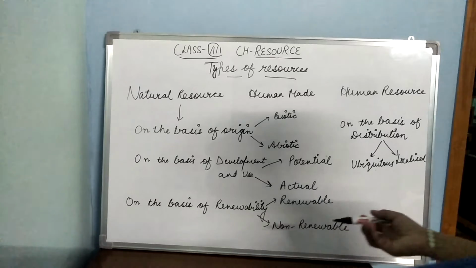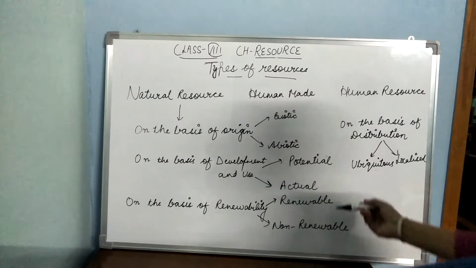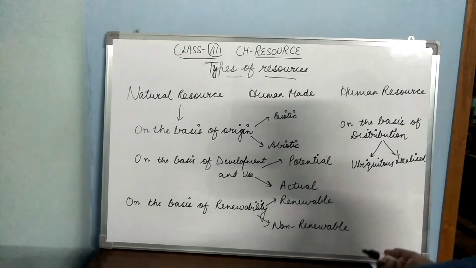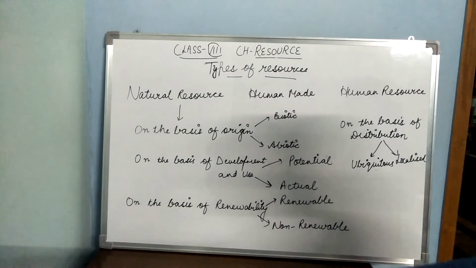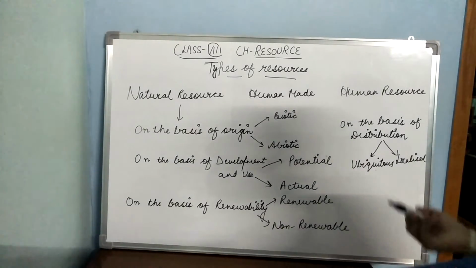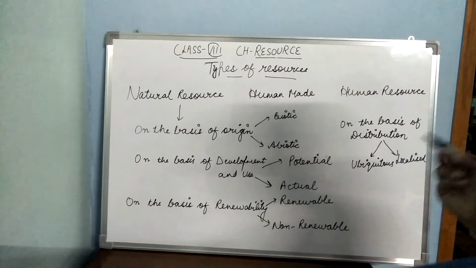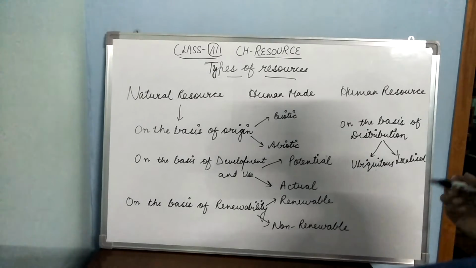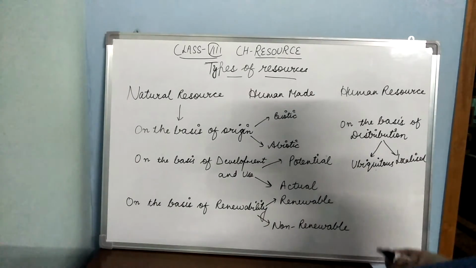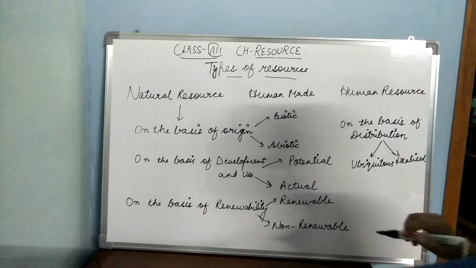On the basis of renewability: renewable and non-renewable. Renewable resources are the resources which can be renewed or replenished again after their use. These include air, water, soil, forest, wildlife. Non-renewable resources cannot be renewed after use. For example, minerals and fuels are examples of non-renewable resources.